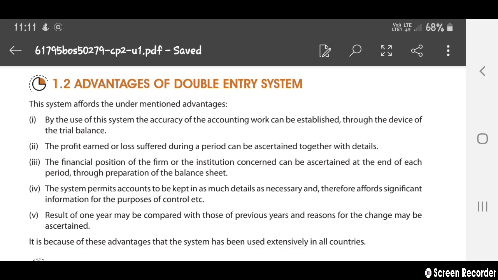Next, the financial position of the firm or institution concerned can be ascertained at the end of each period through preparation of the balance sheet. Next, the system permits accounts to be kept in as much detail as necessary and therefore affords significant information for the purpose of control.